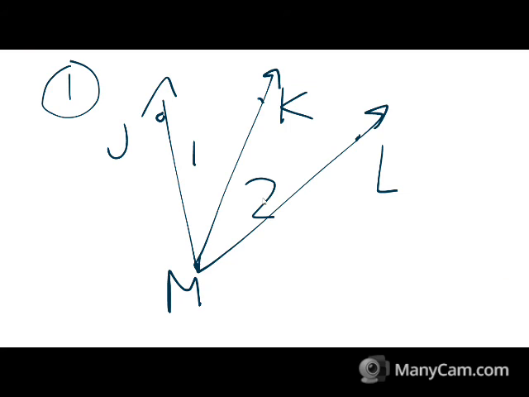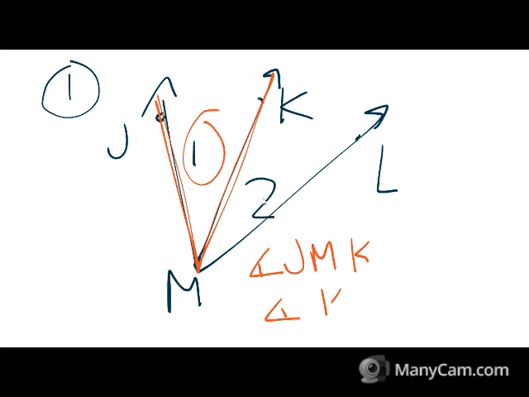Alright, so problem 1. Problem 1 asks, what are 2 other names for angle 1? So this is angle 1. We can name it angle JMK or angle KMJ, as long as M is in the middle. If you name it MJK, there's no such angle as that, because it would go this way. Why don't you try the got it on page 15.